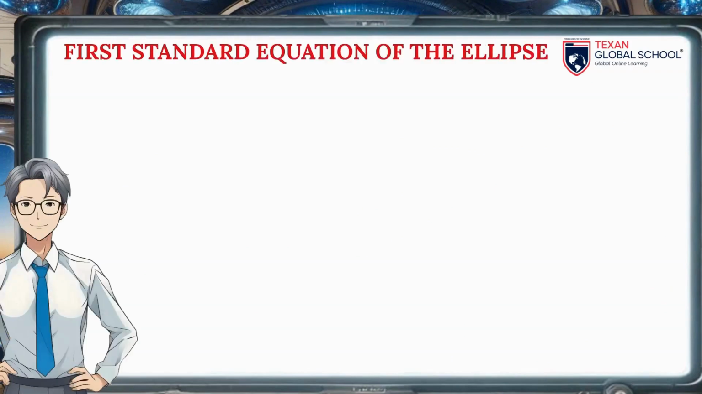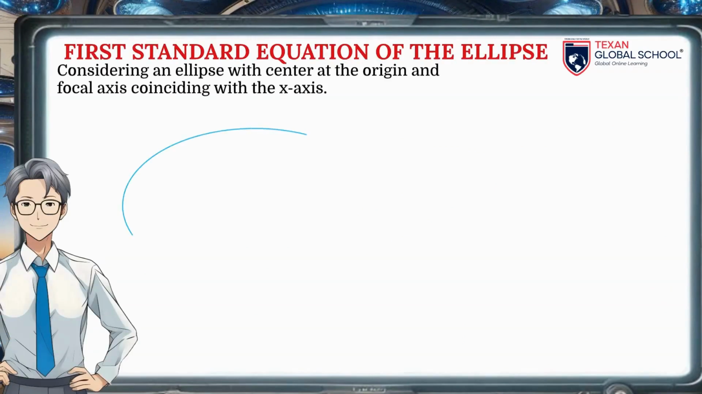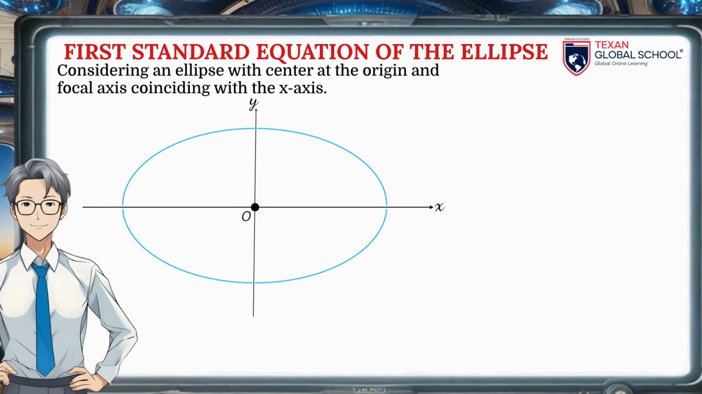We will obtain the first standard equation of the ellipse. We will consider an ellipse with center at the origin and a focal axis coinciding with the x-axis. The foci F and F' are on the x-axis. These points can be defined as (c, 0) and (-c, 0), where c is a positive constant that represents the distance from the center to the focus.